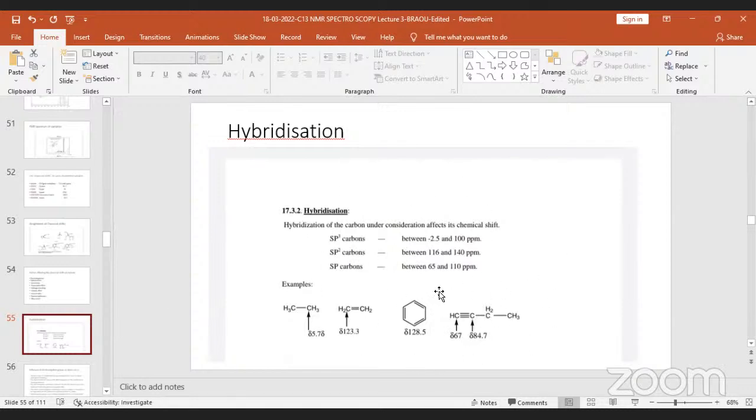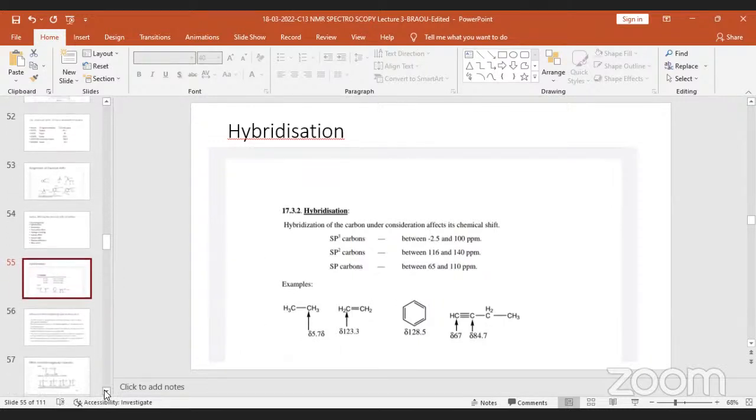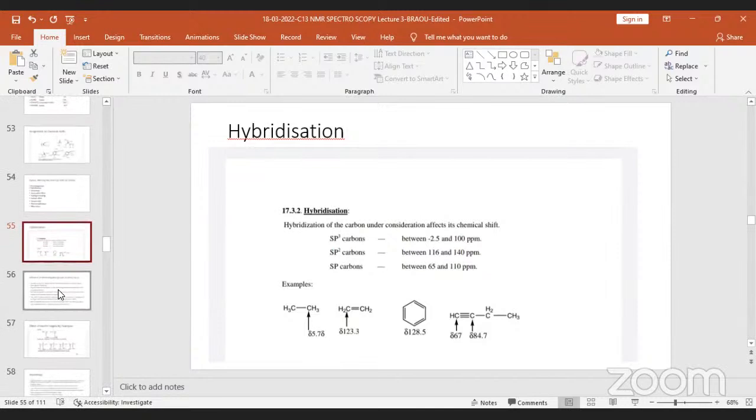Suppose you don't know the hybridization, it is an unknown molecule, and you observe a signal at around 128.5 or 130. So what can you guess? There must be an aromatic ring in the compound. And similarly, if you are not getting any signal in the range 123.3 to 128, or 120 to be precise, and only aliphatic signals are present, that means there are no aromatic rings in the molecule and it is only an aliphatic compound. Like that, you can interpret.